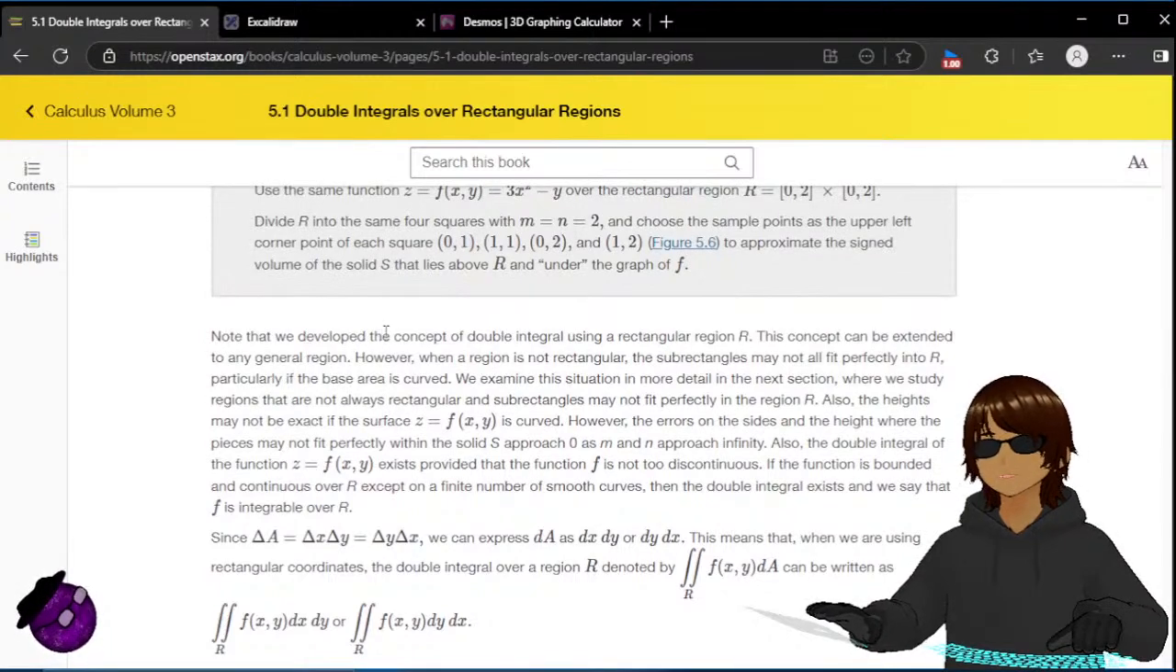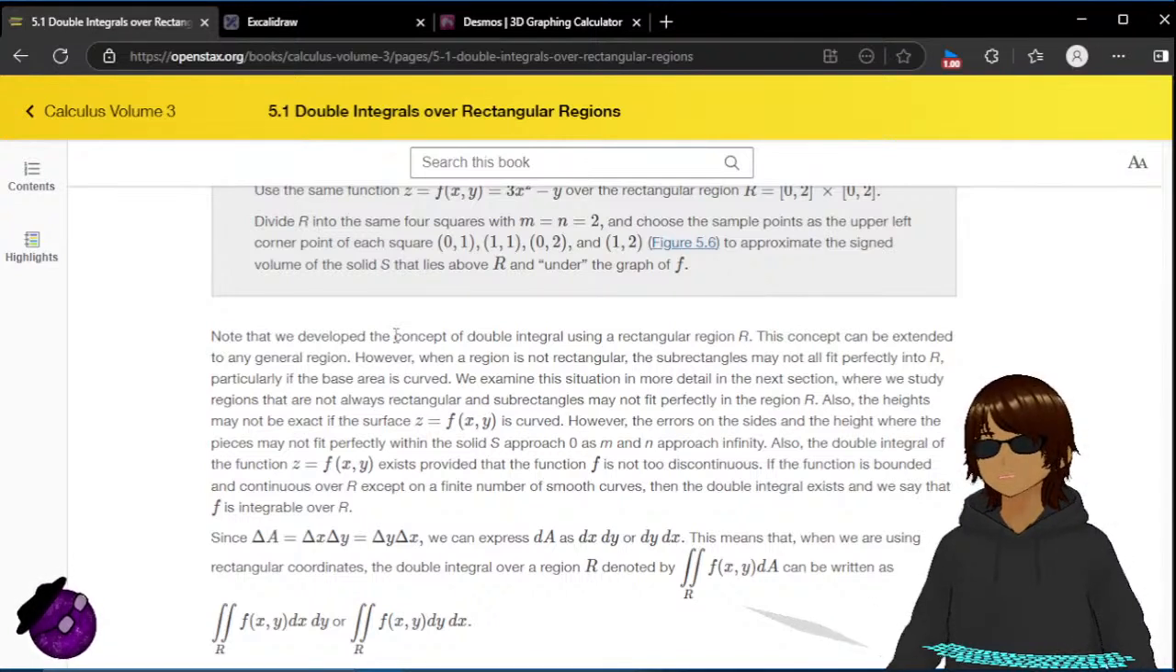Now that we have developed the concept of double integral using a rectangular region R, this concept can be extended to any general region. However, when a region is not a rectangle, the subrectangles may not all fit perfectly into R, particularly if the base area is curved. We examine this situation in more detail in the next section, where we study regions that are not always rectangular and subregions may not fit perfectly in the region R.